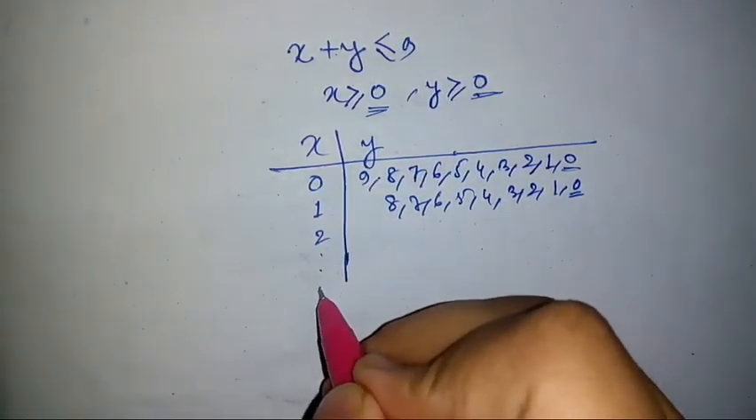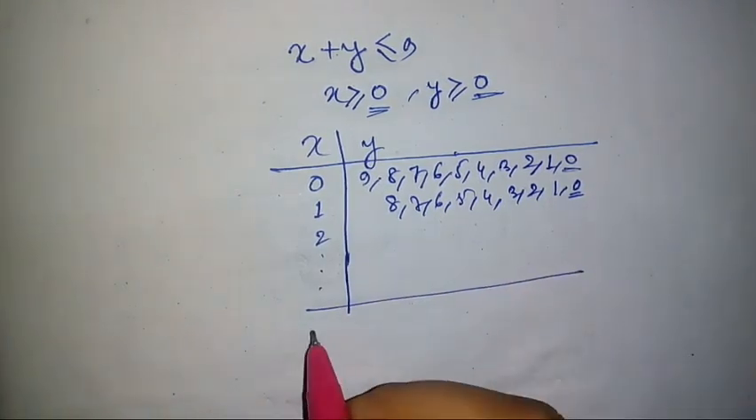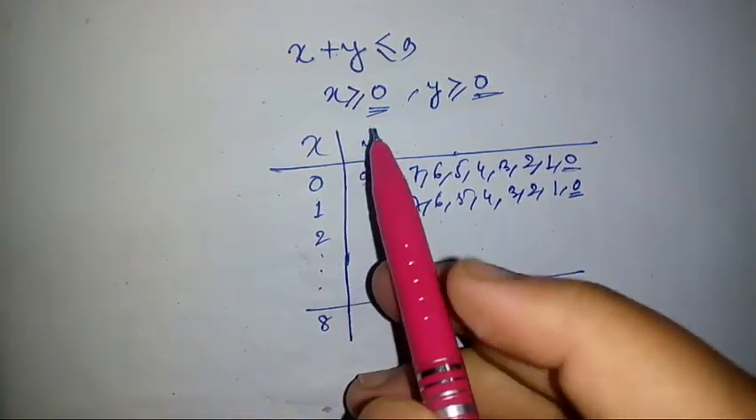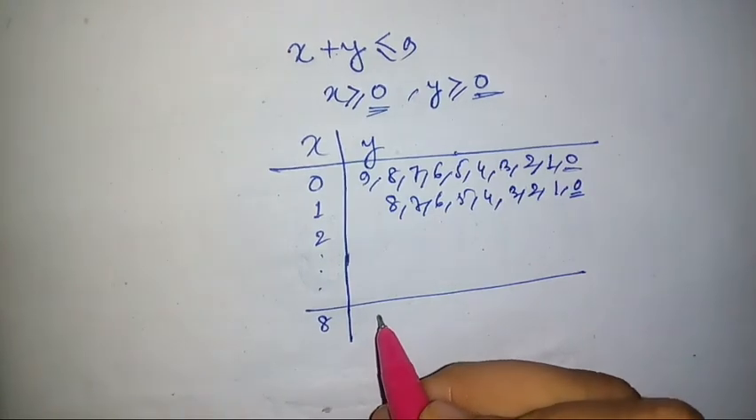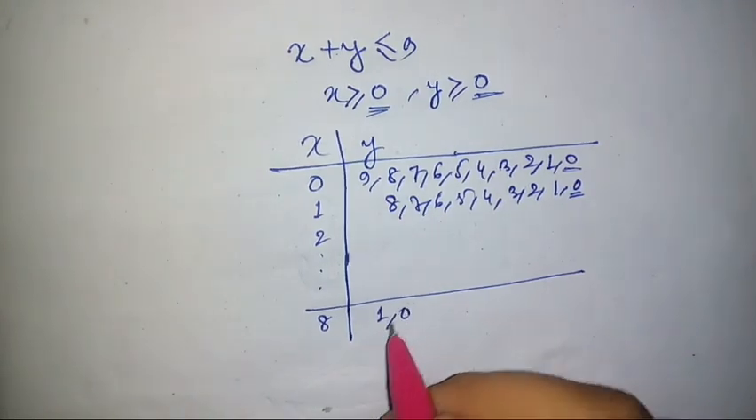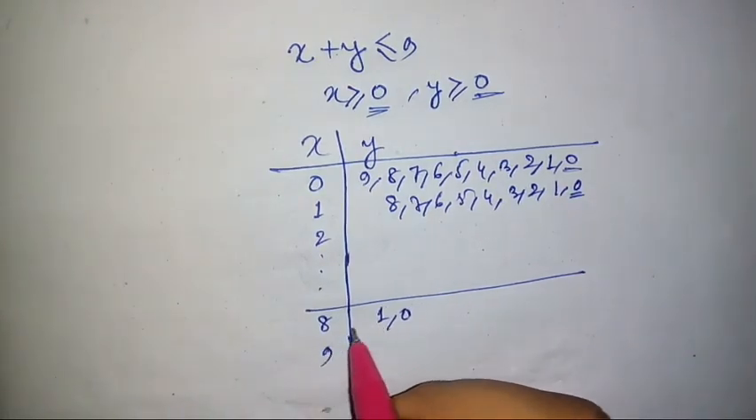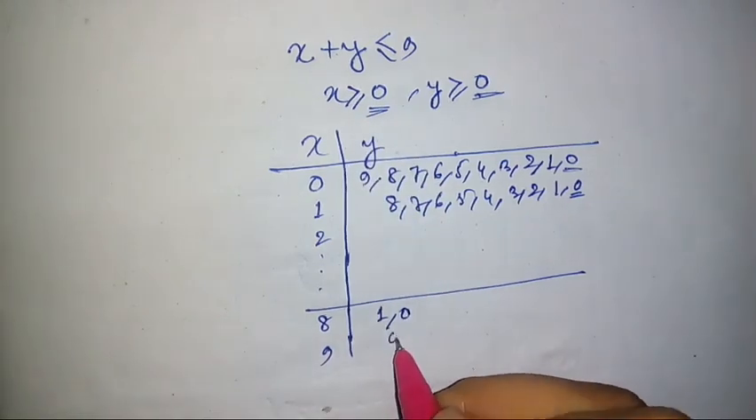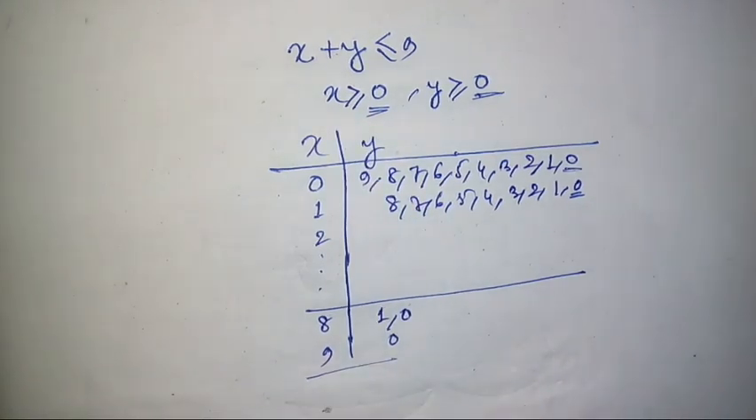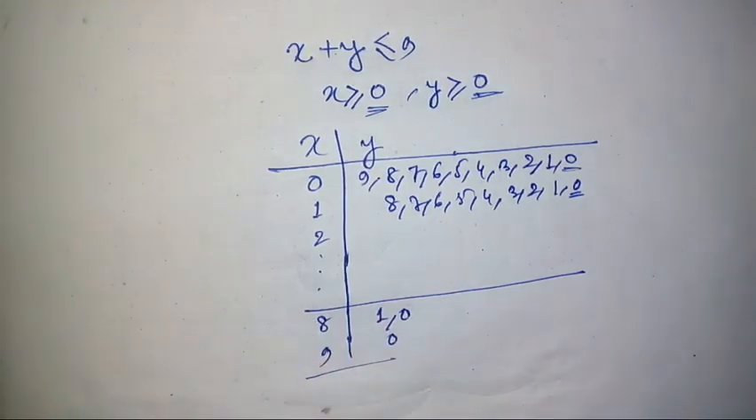Now like this we have to proceed. I am showing you the last step. If x is 8, then y can be 1 or 0, and if x is 9, then y has to be 0. So that is our required answer. Once you solve all these steps, you can see how this is coming.